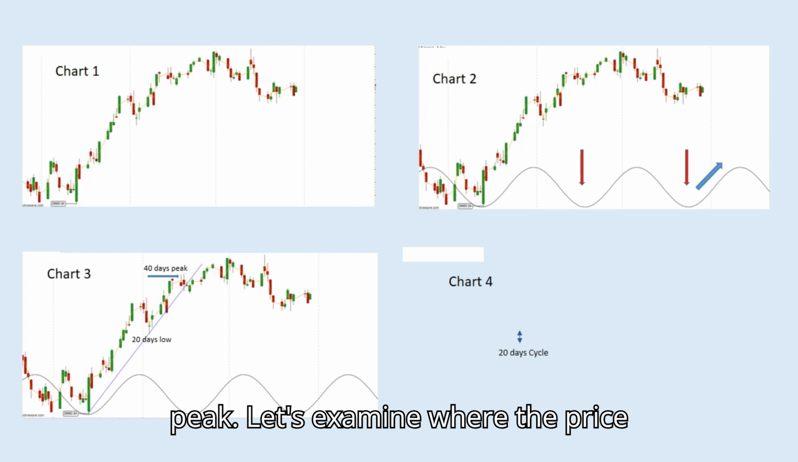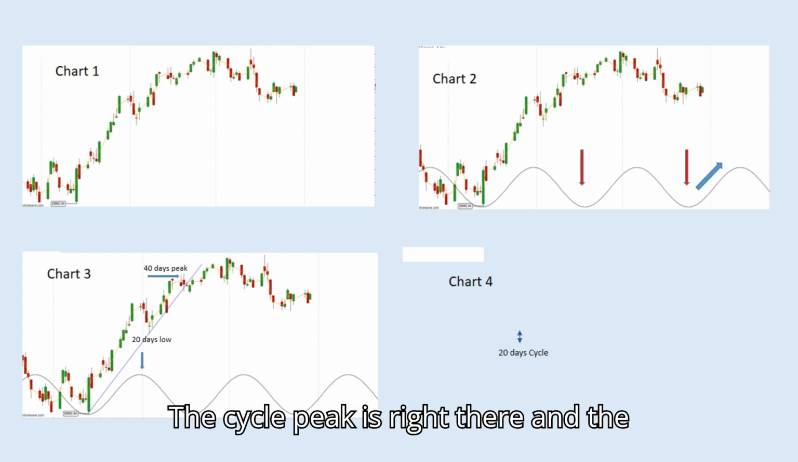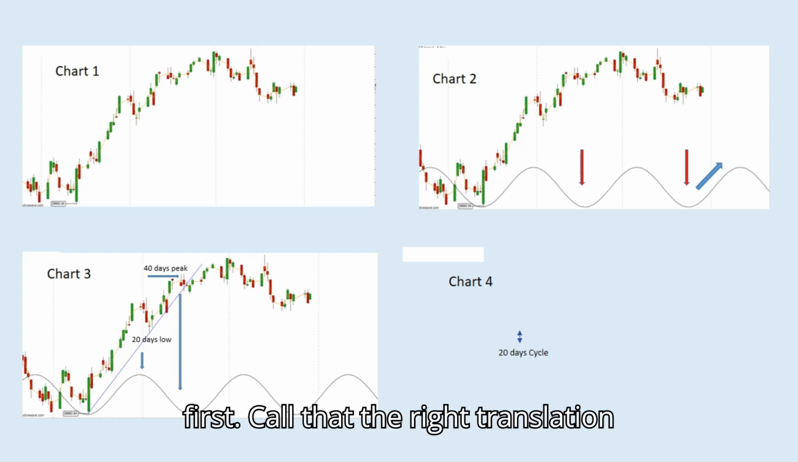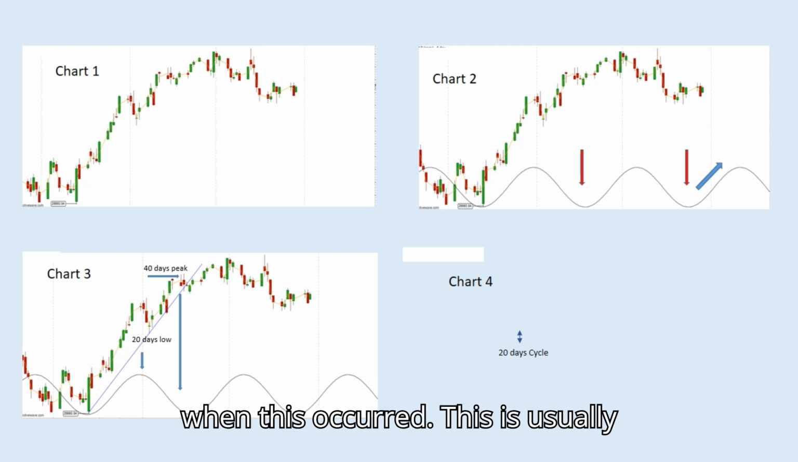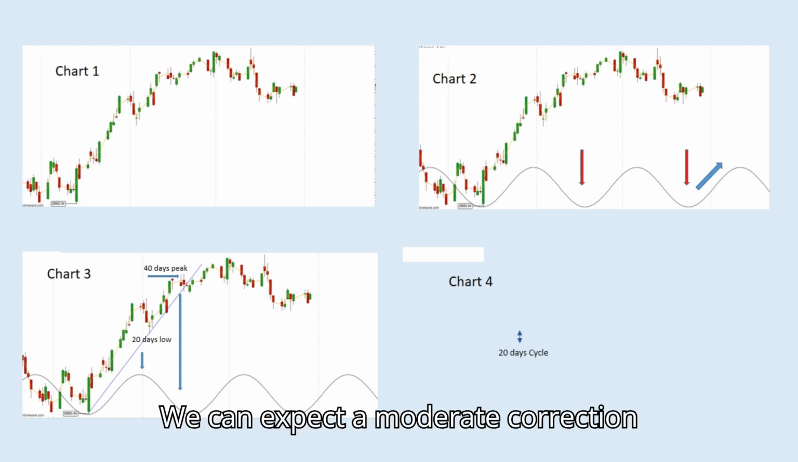Let's examine where the price peak occurred compared to the cycle peak. The cycle peak is right there and the price peak occurs after the cycle peak. Hurst called it the right translation. When this occurs this is usually bullish for the market. In this case, we can expect a moderate correction.